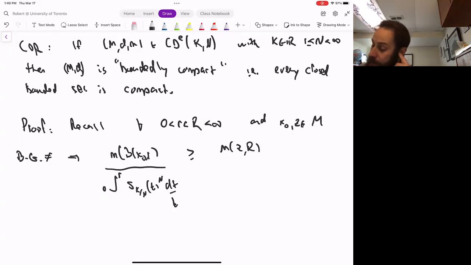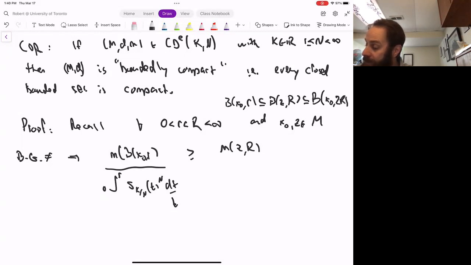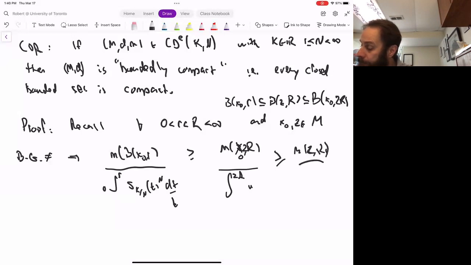And we argued that this is actually not what I want. So if the small ball is contained in the ball around Z of radius R, then that means the ball around Z of radius R is contained in a ball around X naught of radius 2R. I think this is what I want. So let's make this X naught 2R. Same integral. But because of this containment, I can relate it to the ball around Z of radius R. Great.